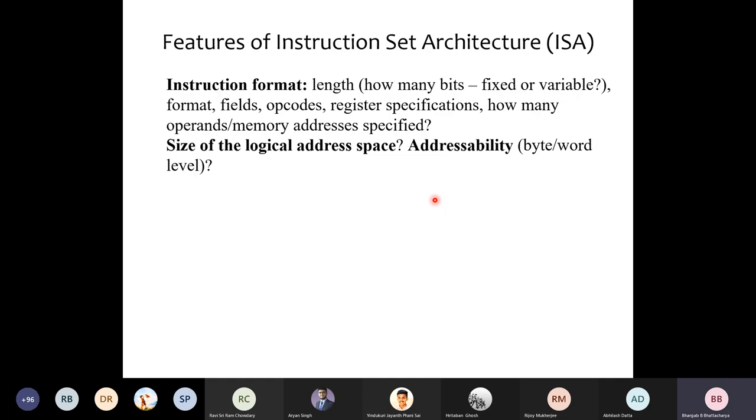For example, in MIPS architecture, the size of the address bus is 32. That means you can access 2 to the power 32 what? 2 to the power 32 bytes. Any question here? And this is known as the logical address space.